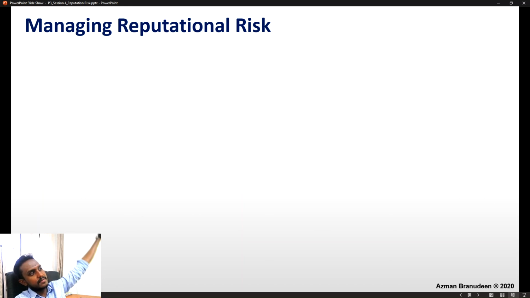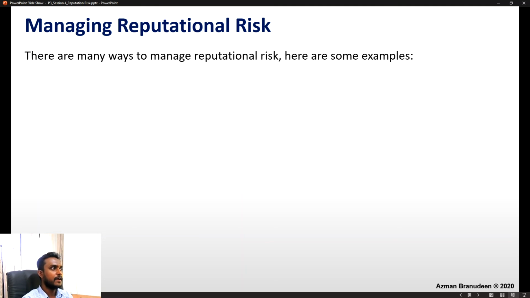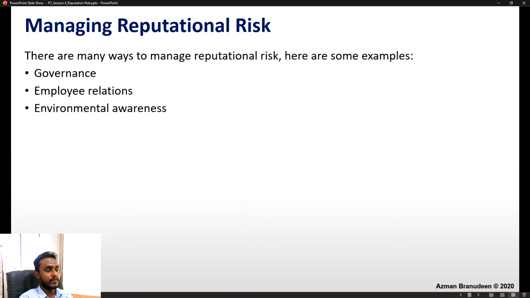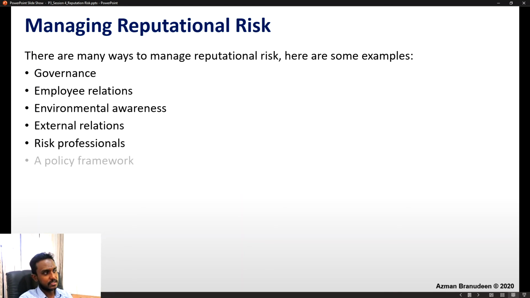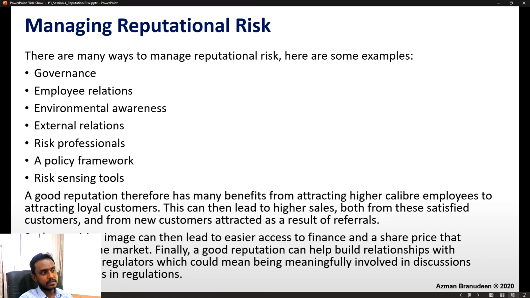Then we arrive at the management of reputational risks. So we've looked at all these different ways that we can get exposed to reputational risk. How do we manage? There are many ways. Here are some examples. Good governance, employee relationships, environmental awareness, external relationships, risk professionals, having a sound policy framework, risk sensing tools. And a good reputation has many benefits, from attracting high caliber employees to attracting loyal customers.